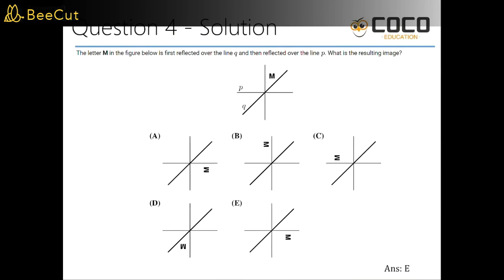Question 4. It says that the letter M is first reflected over the line Q. Take this as the line of symmetry. So after we reflect the letter, the M comes to here. Now this is reflected over the line P, so this M goes to the bottom. We look at the 5 options. So this is option E.